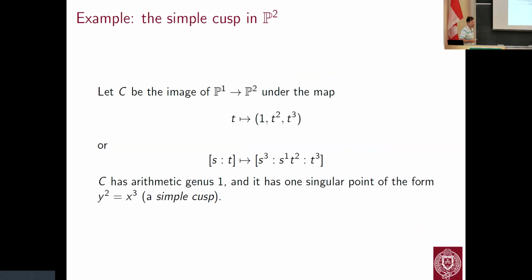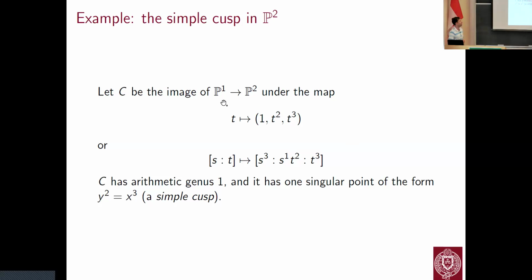Yes, okay, so let's start with good examples. I need a singularity that's worse than a node. So how about the simplest cusp you can think of, y squared equals x cubed. You can start off obviously in P^2, with a nice parameterization using these powers of t, or if you want to see it projectively, there it is. A simple cusp is going to have arithmetic genus 1.